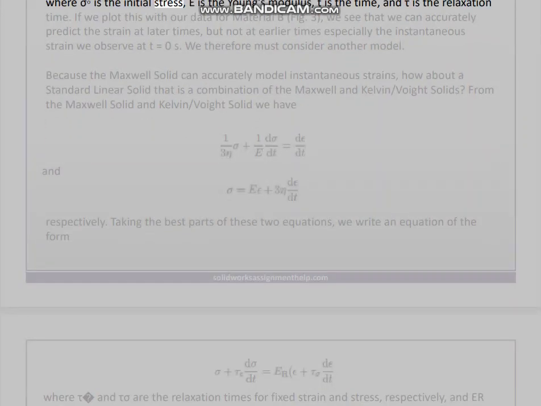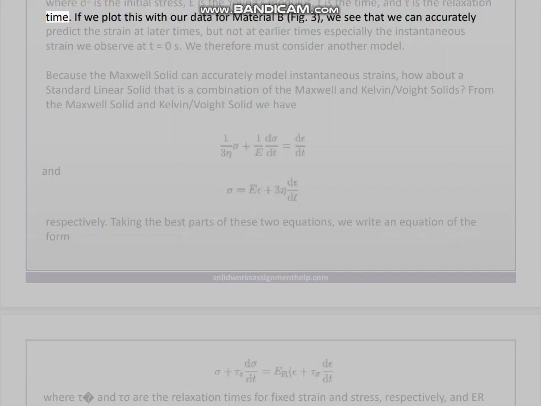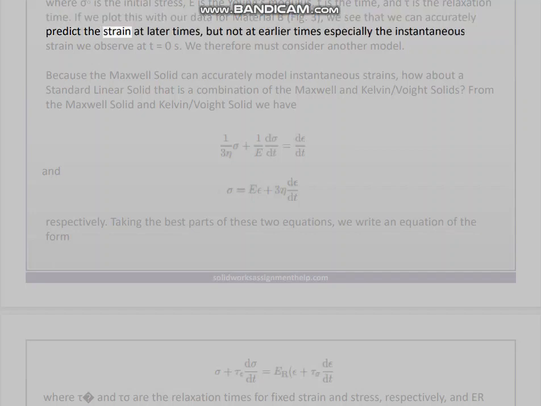where sigma is the initial stress, E is the Young's modulus, T is the time, and tau is the relaxation time. If we plot this with our data for material B, figure 3, we see that we can accurately predict the strain at later times, but not at earlier times, especially the instantaneous strain we observe at t equals 0 s. We therefore must consider another model.